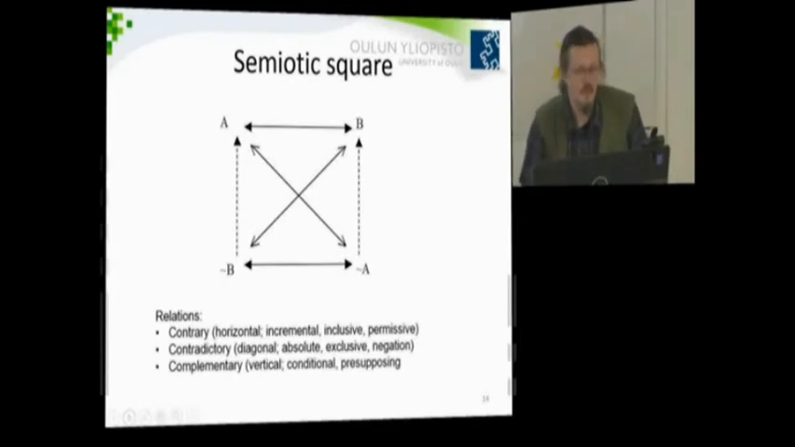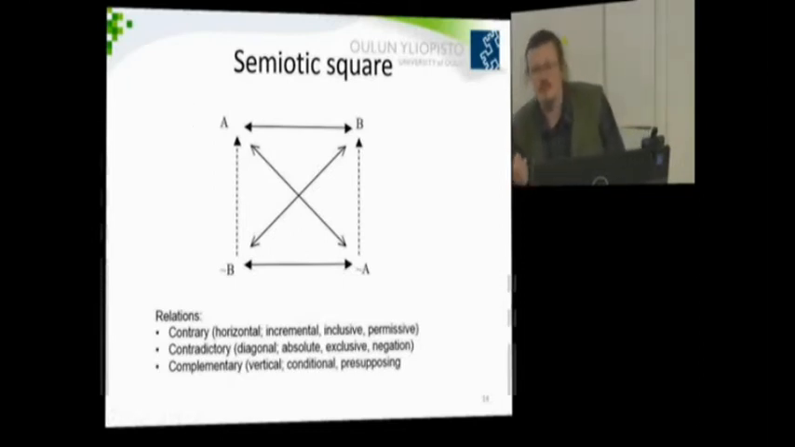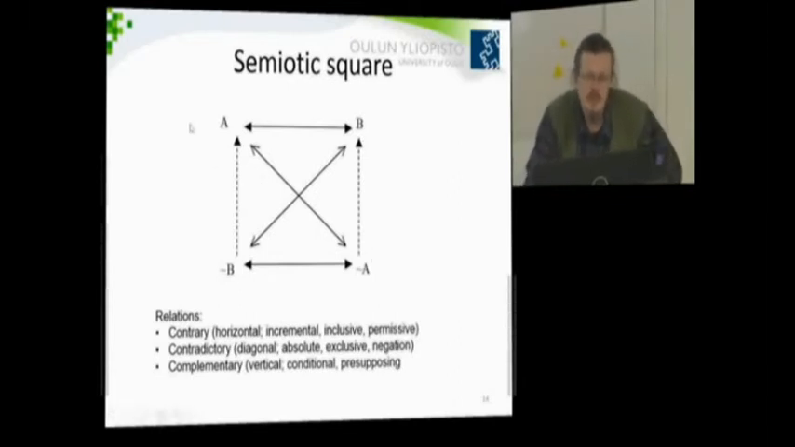The structure of this square is that there are three kinds of relationships. These horizontal relationships are contrary. They are incremental, inclusive, permissive oppositions. Like, for example, good and bad, man and woman, young and old, and so on. Contradictory relations are the diagonal. They are absolute, exclusive, and they mean the negation. It's a relationship between A and not A, man and not man, good and not good, and so on.